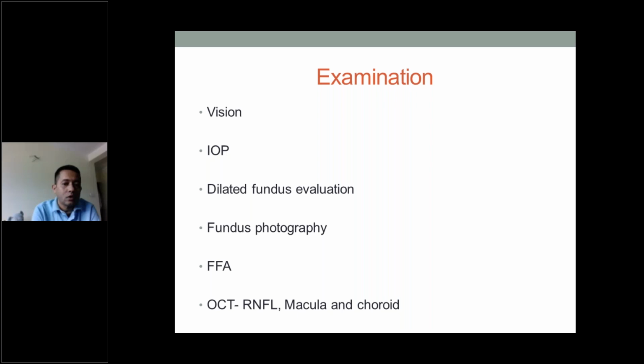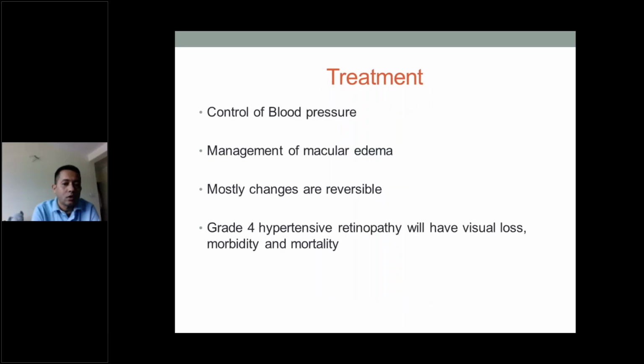So treatment part, like we talked about diabetes, there's not much you can do in hypertension. This is basically a very conservative management. That too, you don't have to do much. It's the physician who will treat the patient. So the main part is the control of the blood pressure that needs to be maintained for a long time. Management of macular edema, sometimes we give Avastin or we have even tried intraocular steroids like dexamethasone to control the macular edema.